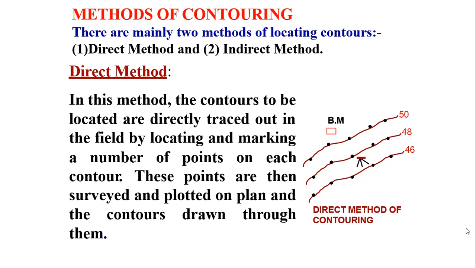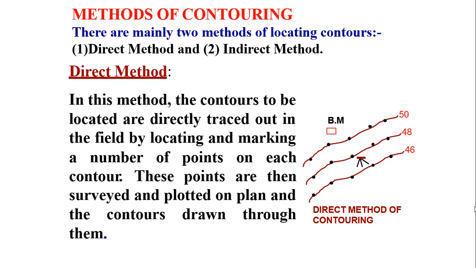Okay? So, this is the example of the direct method. You have to set up the benchmark first. You have to assume the benchmark, that is, the elevation is already known, or you can assume the elevation. Now, set up the leveling instrument, and with the help of this reference point, the benchmark, you can carry out the survey and locate the points of equal elevation and draw an imaginary line by connecting these points, which is called the contour line.